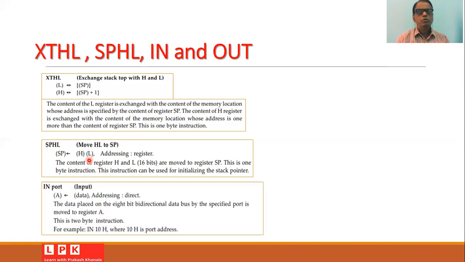Now, whenever we want to read data from some input port, we can make use of the instruction IN port, where the data placed on the 8-bit bidirectional data bus by the specified port is moved to the register A. Say, for example, when we write the instruction such as IN 10H, where 10H is the port address, then the data placed by this port is moved into the accumulator. And this instruction is a 2-byte instruction. So this instruction is used whenever we want to read the data from the input port.